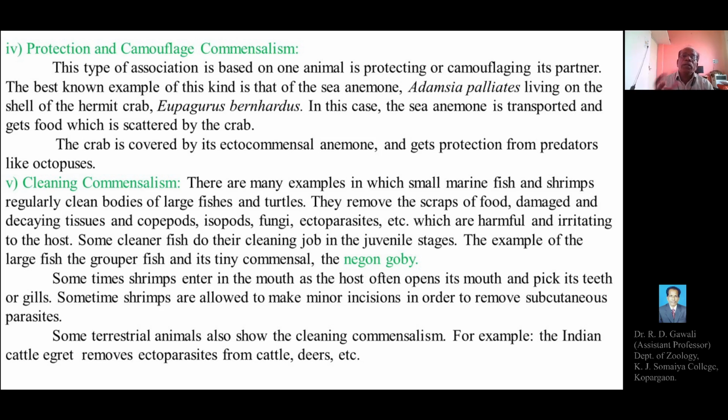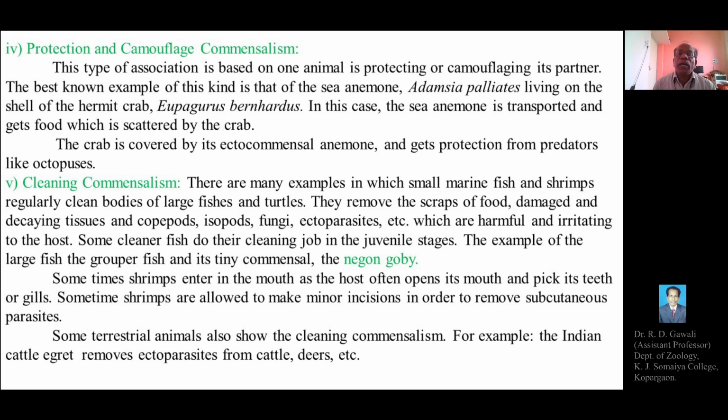The hermit crab gets protection from the sea anemone living on its shell. The sea anemone gets food from the hermit crab and is also carried from one place to another on the shell. In return, the hermit crab gets protection from its ectocommensal, the sea anemone. So ultimately, the hermit crab is protected from its predator, the octopus.